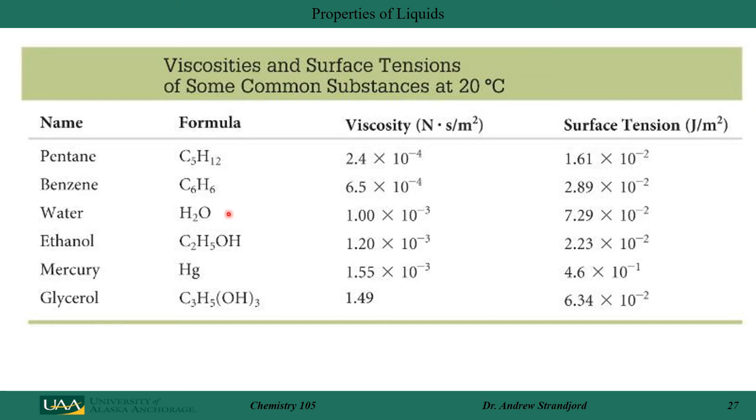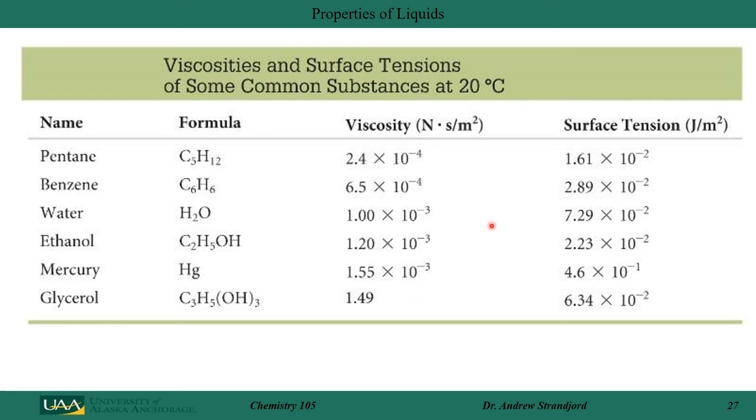Once I start introducing oxygens and hydrogens, materials that can actually hydrogen bond, my viscosity goes up. So water and methanol are higher in viscosity than pentane and benzene. Glycerol, down at the bottom here, has three hydroxy groups, OH. All three of those can hydrogen bond. And look at the viscosity. It is very high viscosity. That's because I have a lot of intermolecular hydrogen bonding going on with glycerol, which makes it hard to move past each other.